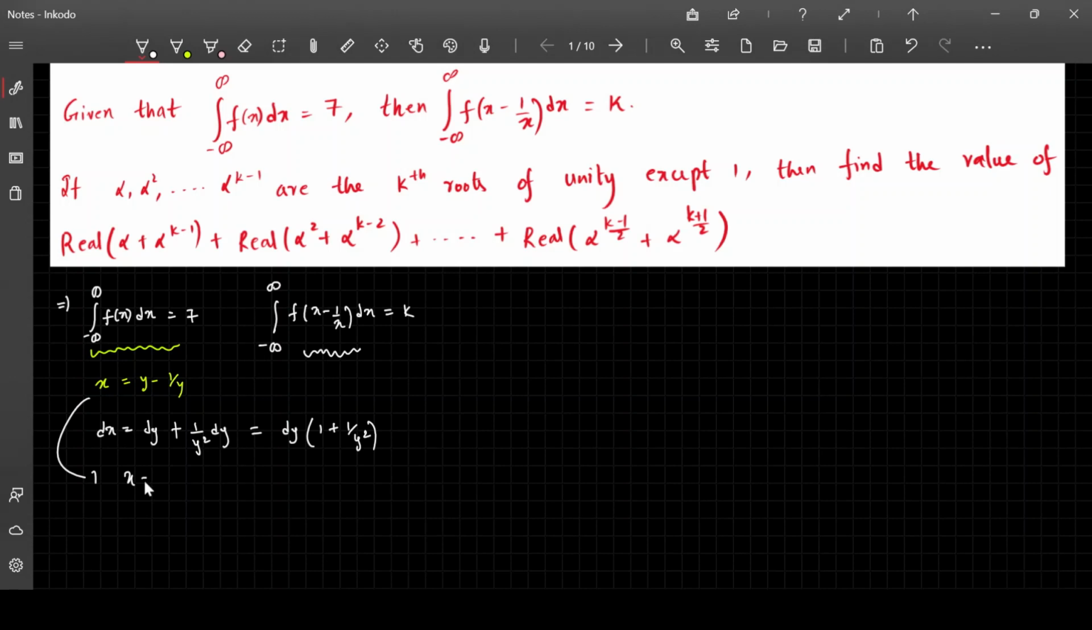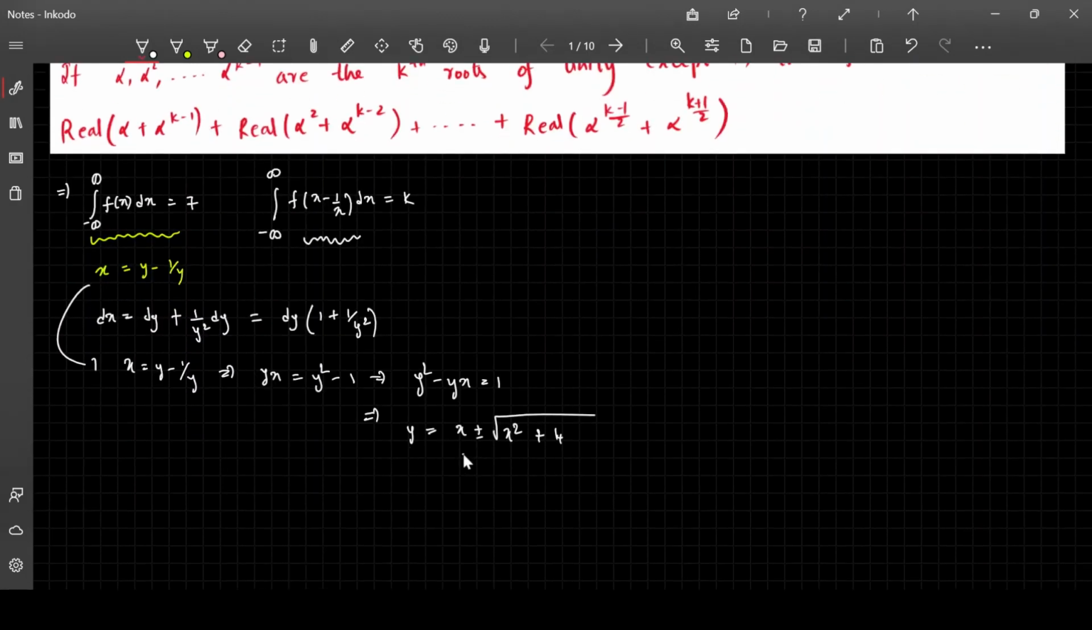So x is equal to y minus 1 by y, so yx would be equal to y square minus 1. So y square minus yx will be equal to 1. And if that is the case, this is a quadratic equation in y, so we can write y is equal to x plus or minus root over b square minus 4ac, so that would be x square plus 4, divided by 2 into 1, that is 2.